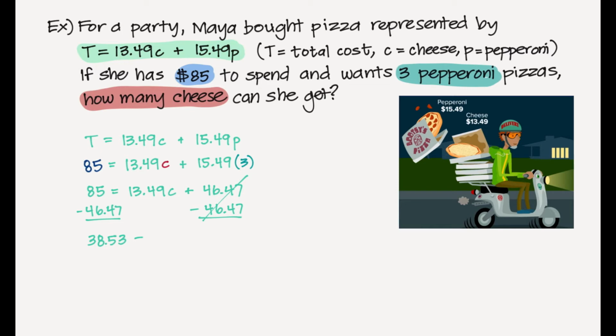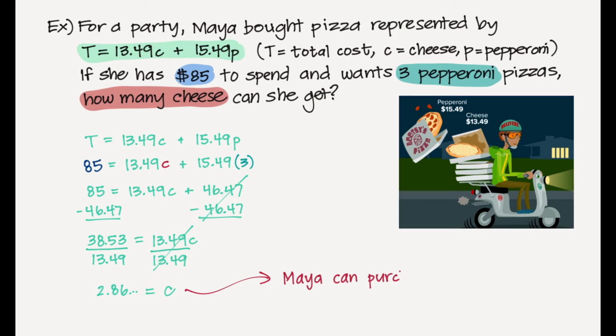38.53 is equal to 13.49C. Final step, let's divide both sides by that 13.49, which is the price of a cheese pizza. And when I do that, I find that with the amount left, I could purchase 2.86 cheese pizzas, which they probably won't let me do. So I would say in the end that Maya would be able to get 2 cheese pizzas along with her 3 pepperoni pizzas. And that's it.